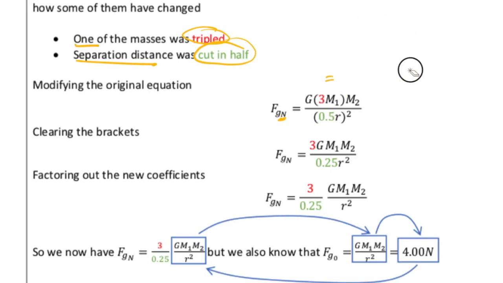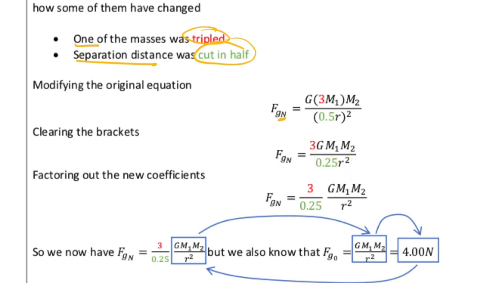Now in our case, it wasn't times 2, it was cut in half. So we made sure that the half is inside the bracket. And then we're going to apply the square on both of these things. So when you distribute the square, the 0.5 gets squared and the 3 gets squared. So we're left with 0.25 r squared.